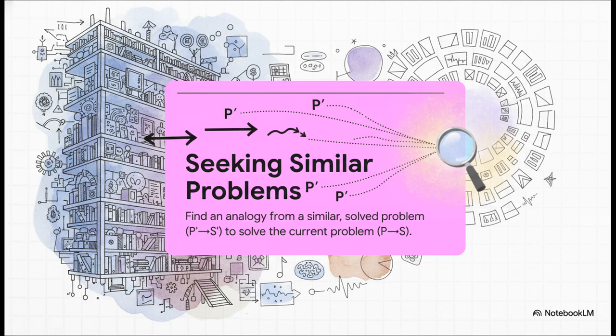Next up is seeking similar problems. This is where having a lot of experience really pays off. Your brain basically becomes a library of problems you've already solved. So when you face a new problem, P, you can mentally scan that library for a similar one you've dealt with before, a P prime. The whole goal is to find an analogy that links the old solution to your new challenge.